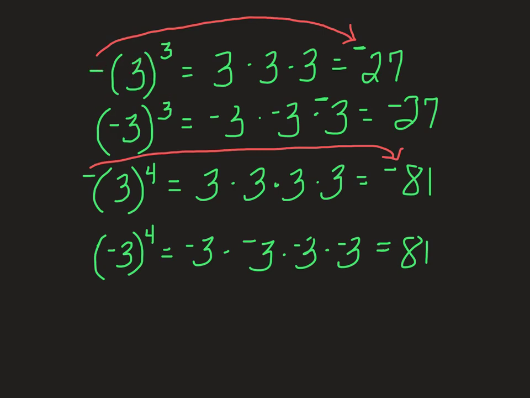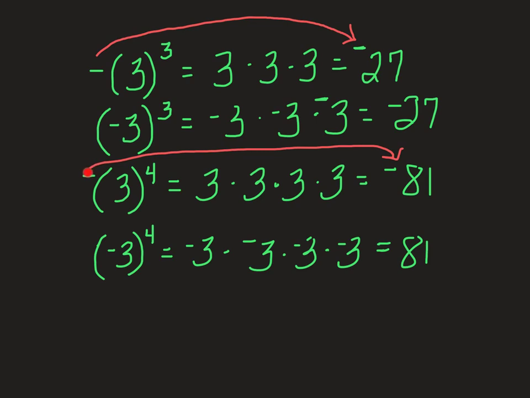Just 3 was. Now here, the negative's inside the parentheses. So this entire negative 3 is being raised to the third power. So it's negative 3 times negative 3 times negative 3. And a negative times a negative times a negative is a negative. Negative 27.